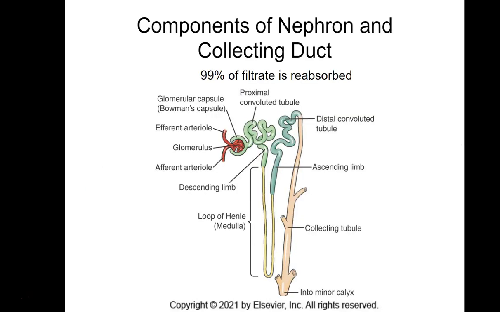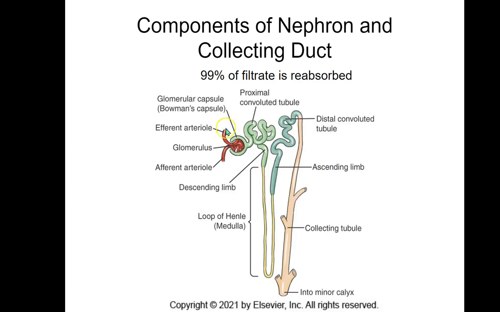So let's talk about the nephron in more detail. Notice the afferent arteriole supplies blood into the glomeruli. Remember, the glomeruli is that little ball of capillaries. Efferent arterioles take blood away, and then the efferent arterioles actually take blood away to a secondary capillary network that lives closer to these convoluted tubules. And we don't really need to know that, so don't worry about that.